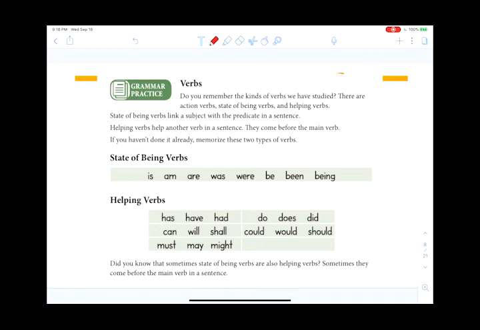Today we'll be talking about verbs, which are very important in English. Do you remember that we already studied action verbs, helping verbs, linking verbs, and state of being verbs? State of being verbs link a subject with the predicate in a sentence. Helping verbs help another verb in a sentence. They come before the main verb. If you haven't done it already, memorize these two types of verbs.